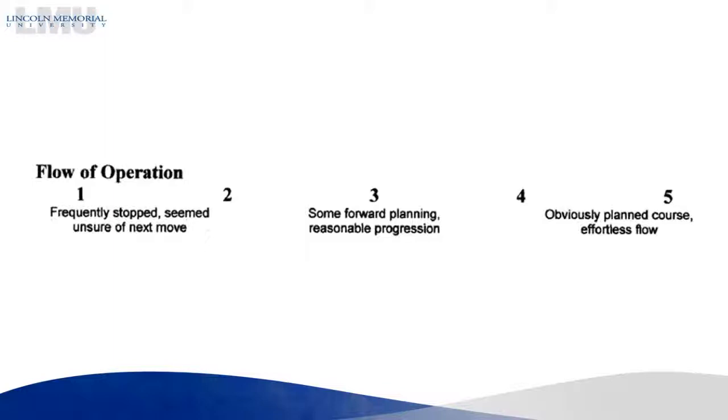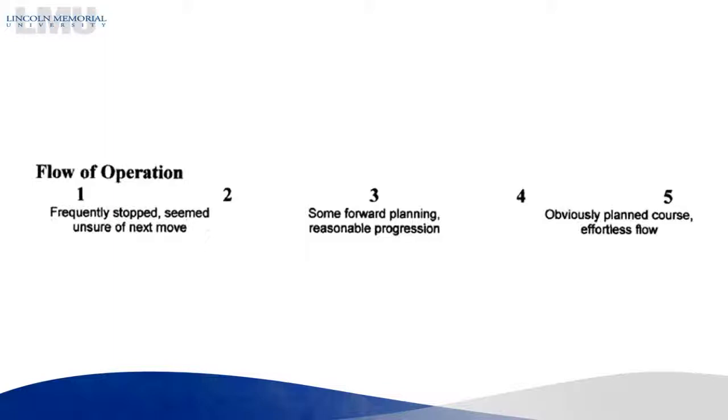And the final global rating scale measure is for flow of the operation. And this is going to be, again, a 1 to 5 scale, with the 1 being a situation where the flow is very frequently stopped. So the student seems to have to think, consider, look around, or consult someone in order to know what the next move is while they're performing the 3-layer closure.